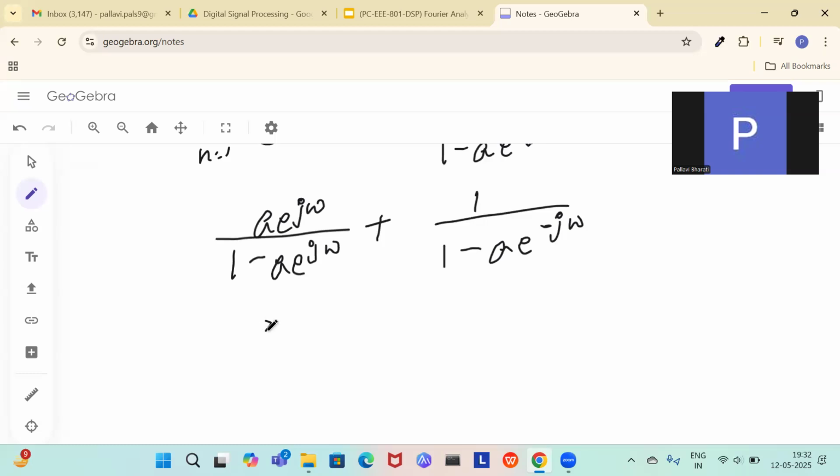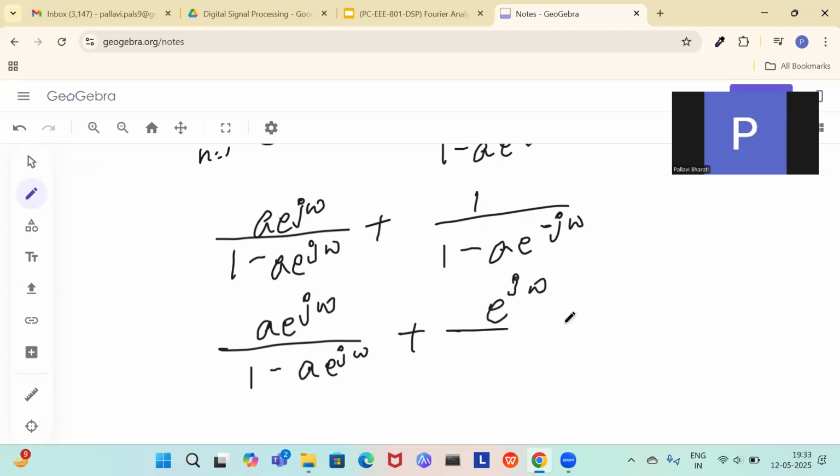Now, if you simplify this finally, it will be a e^(jω) by 1 minus a e^(jω), plus e^(jω) by e^(jω) minus a. After this, you will have to do certain calculations to make it simpler. Otherwise, this is your answer for X(e^jω). So this is the way you are going to take out the DTFT or inverse DTFT. Thank you, everyone. In the next class, we'll start the DFT.